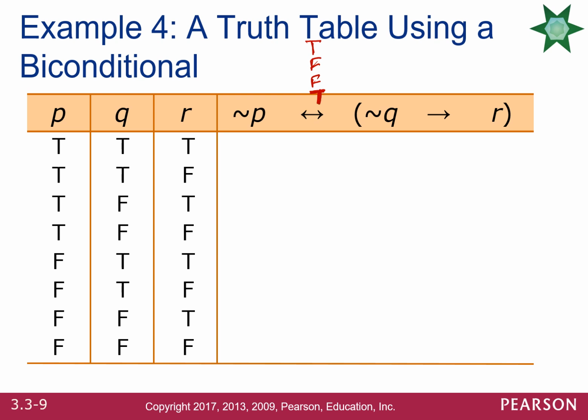So, which means that for the biconditional, when both P and Q, both statements are true, it's a true. Or when both statements are false, that's also a true. However, if any one of the statements is false, then the result is a false. All right.